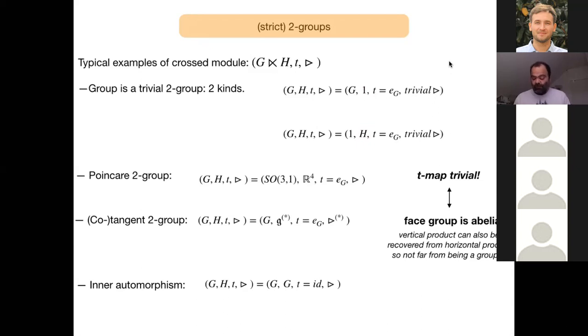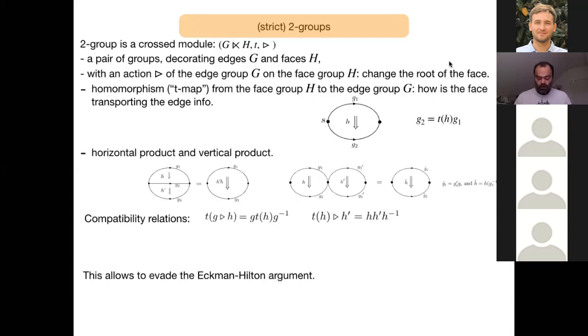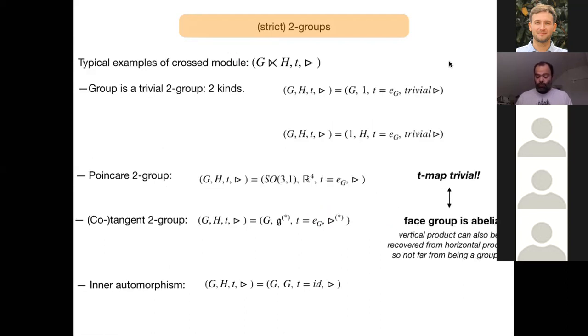The point is that if you see that the T-map is trivial, you see it from here, right? If you check the compatibility between the action and the T-map, you can see that if the T-map is one, is trivial, then you have the relation that H and H prime must be commutative, so that's an abelian group. So having a trivial T-map, meaning it's just one always, it's constant, this means that the phase decoration has to be abelian.